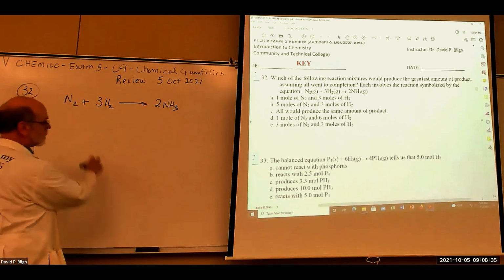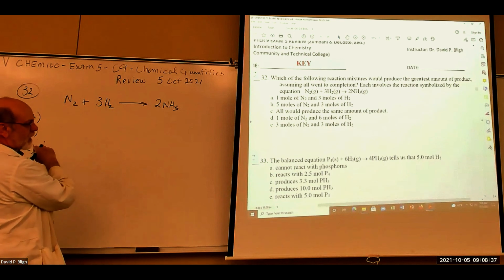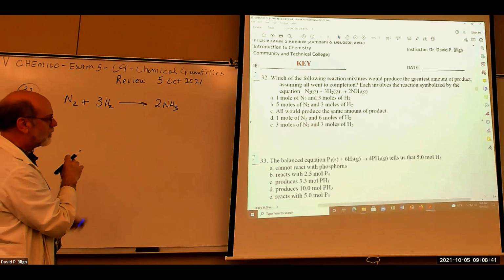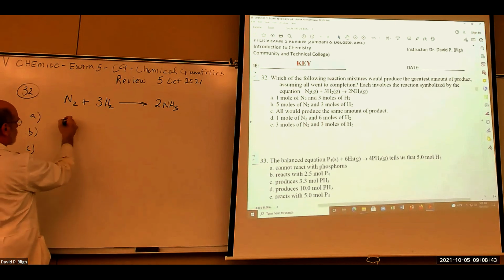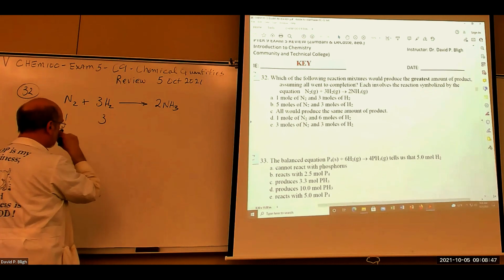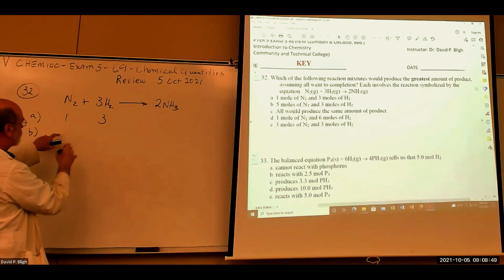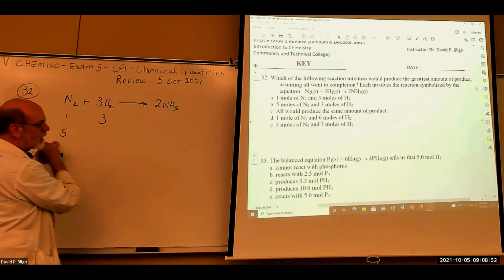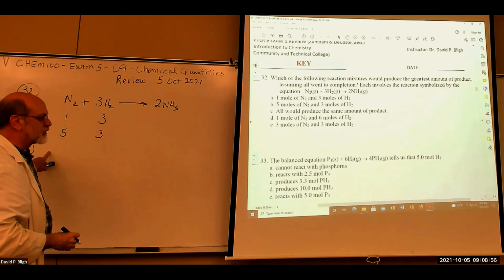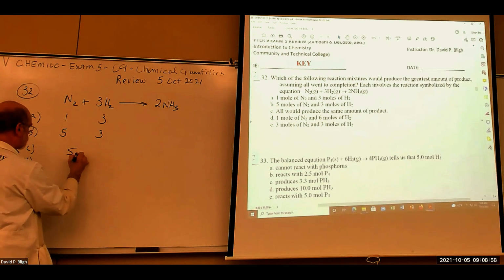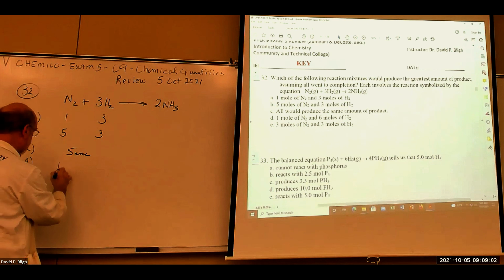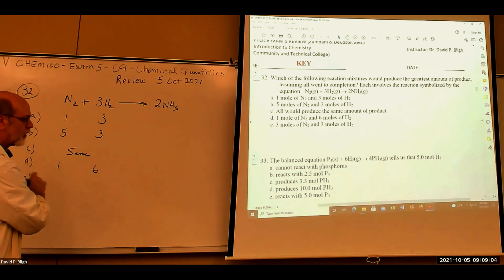So we have 1 mole. Let's see, are they all moles? All moles, moles, moles. Yeah, they're all moles. So we have 1 mole of nitrogen and 3 moles of hydrogen. And B, we have 5 moles of nitrogen and 3 moles of hydrogen. C, we have all would produce the same. Okay, same. And 1 mole and 6 moles. And 3 moles and 3 moles.